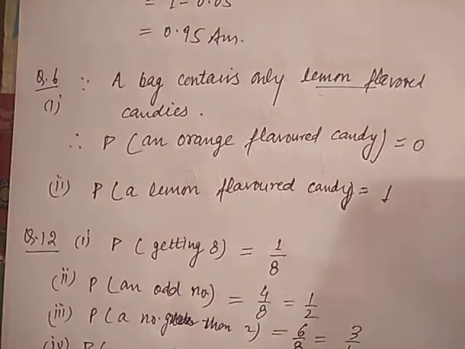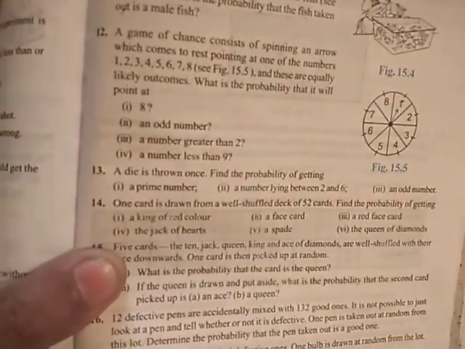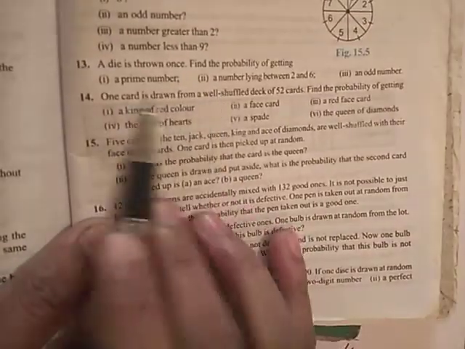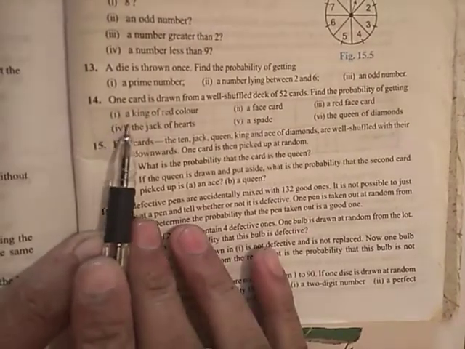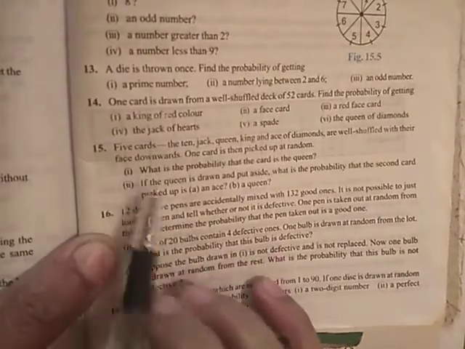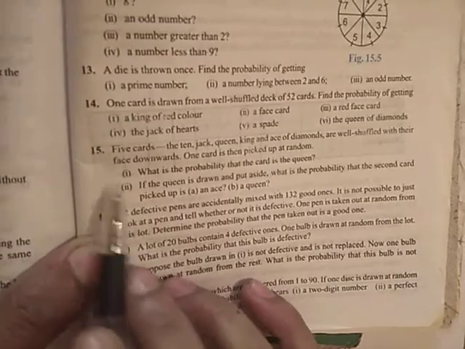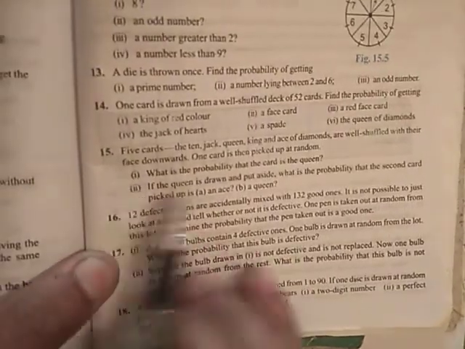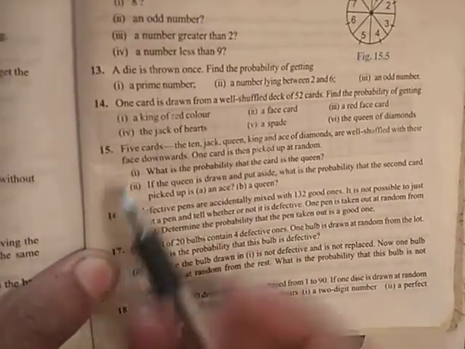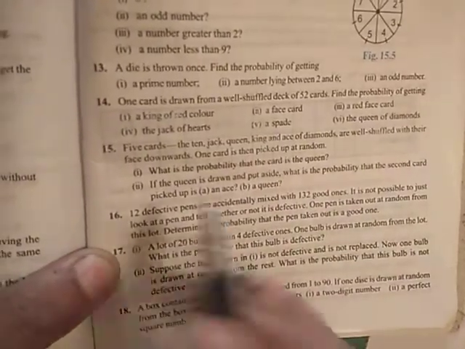Similarly, question number 13 is very simple. It is a question of die. Question number 14 and question number 15. I am doing question number 15 here because you will get the idea of cards from here also. 13 and 14 you will do by yourself. So question number 15 is here, 5 cards.